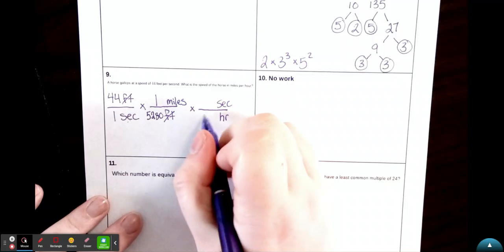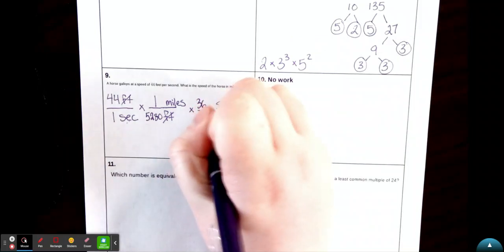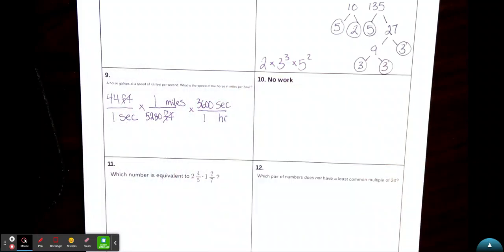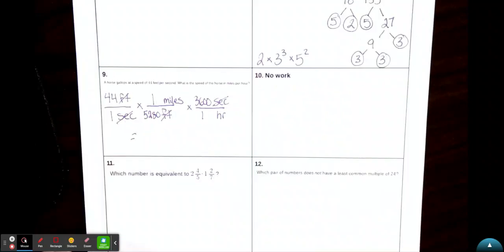So anyone know how many seconds are in 1 hour? 3,600, right? 60 seconds per minute, 60 minutes per hour. You multiply those two and you get 3,600. Okay, at this point, I should have said that calculators were okay, but the assignment does actually say calculators are not okay. So now we see that our seconds cancel, and then we're going to break the rules and use a calculator.